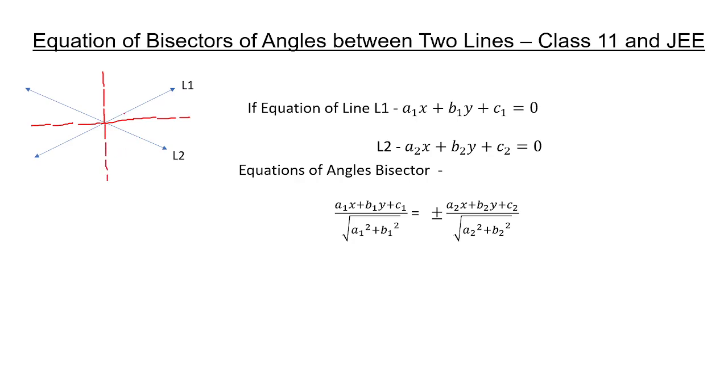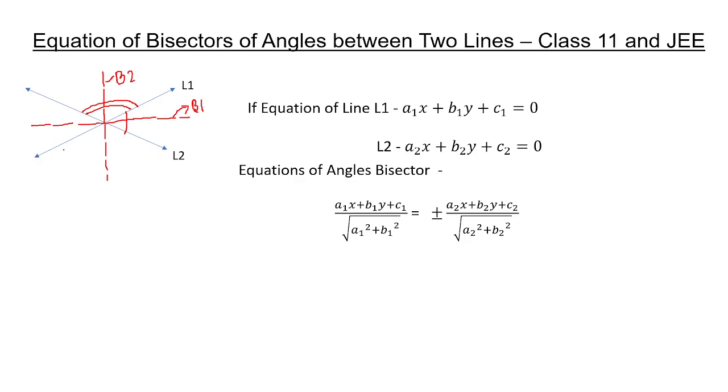And if we see this angle between L1 and L2, this is the acute angle. Suppose this line we call B1. So the equation of B1 is the acute angle bisector between lines L1 and L2. And suppose we call this line B2 and this angle is the obtuse angle. So the equation of B2 is called the obtuse angle bisector between lines L1 and L2.